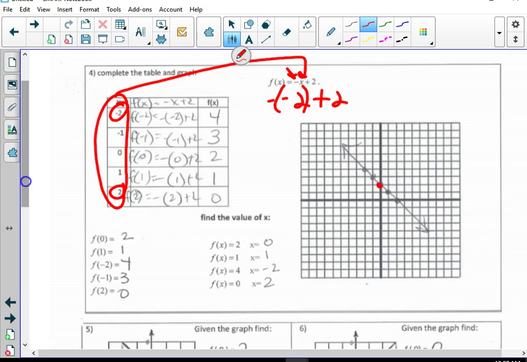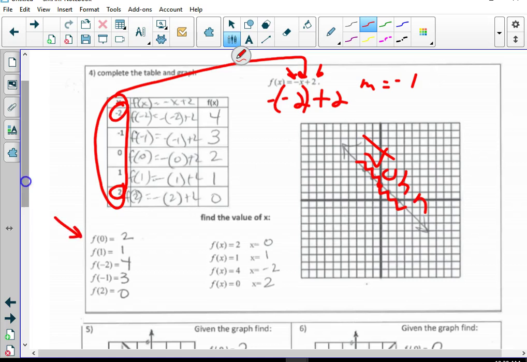The y-intercept is at 2. That's where we begin. And our slope is -1. And that means down 1, right 1, down 1, right 1, down 1, right 1, up, left, up, left, up, left. Like a staircase. And remember, it's a negative slope, and it should be going downhill, and it is.